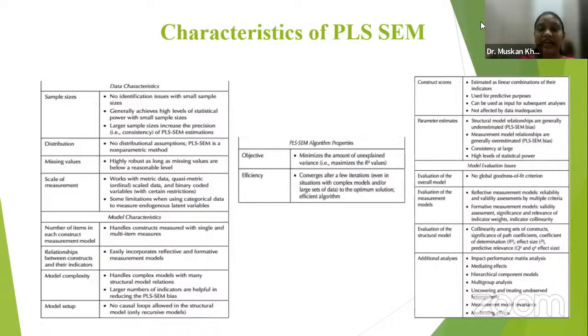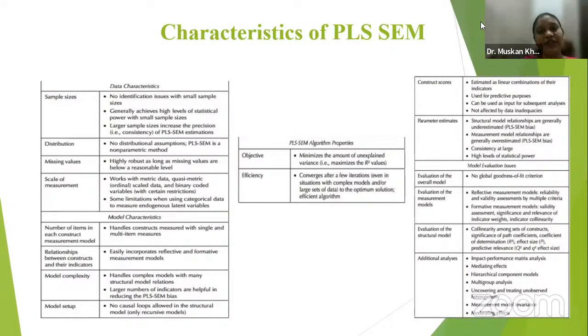If I talk about the data characteristics, the sample size: no identification issues with the small size. PLS-SEM can easily be run with small sample sizes. But yes, there is a rule of thumb which I'll tell you later. Generally, it achieves a high level of statistical power with a small sample. If you're having a small size, there is no issue, but it should meet the threshold like a rule of SEM, which I'll tell you later. If you have a larger size of the data, the consistency, the reliability, the validity of this model would be increased. Distribution, as I already told you, it accepts non-normally distributed data.